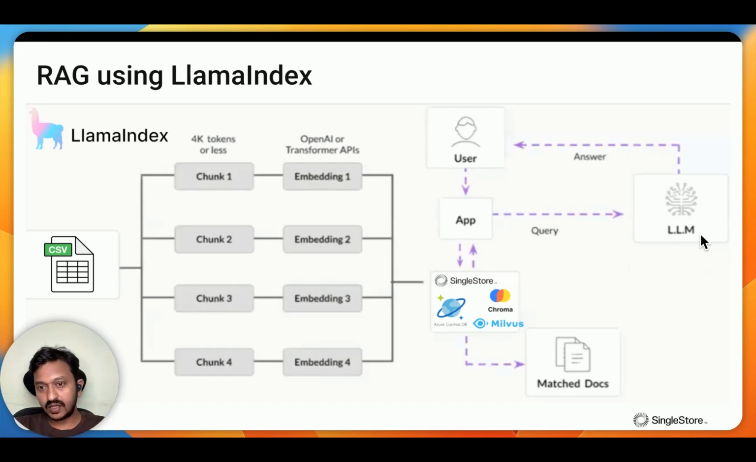And then when a user query comes in, even that gets converted into a vector embedding, and finally it goes through the vector store using vector search methodology, a semantic search approach, to find the matched docs or the matched relevant chunks. And at the end, it all goes through the LLM to finally respond back to the user.